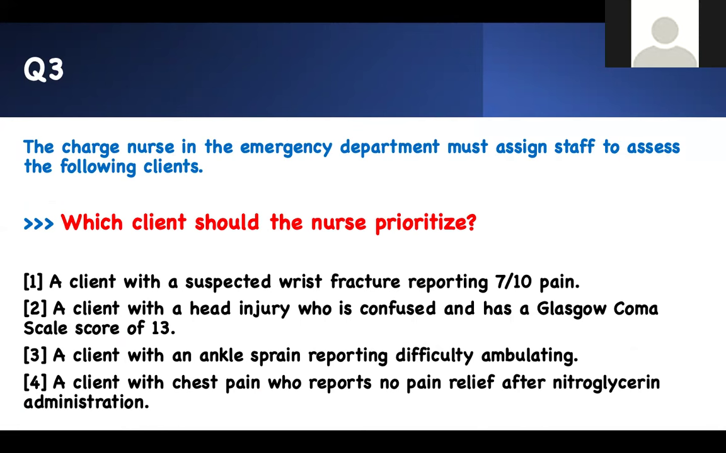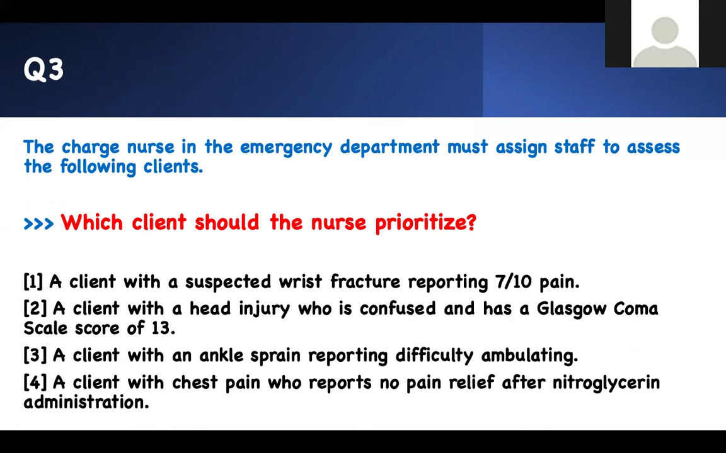I'm talking about pain where you lose your limb, life, or eyesight. If you have pain due to a fracture, you're not going to die. A client with a head injury who is confused and has a Glasgow Coma Scale score of 13. Head injury, GCS of 13, that's bad, TBI. Unless there's anything better than this, that's your answer.